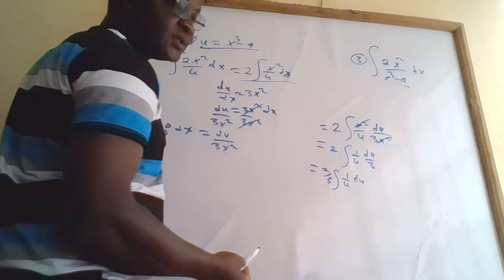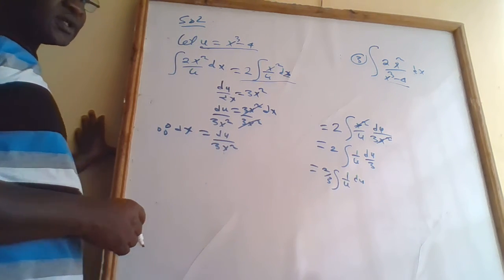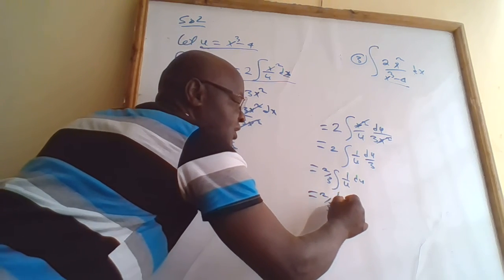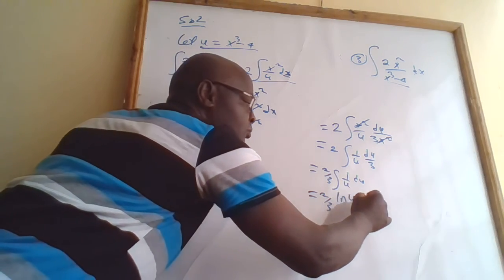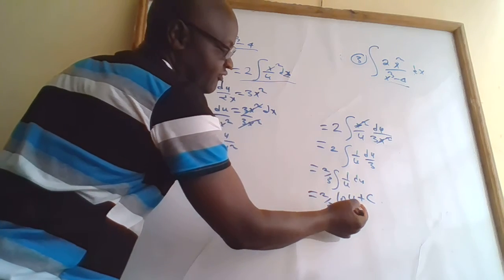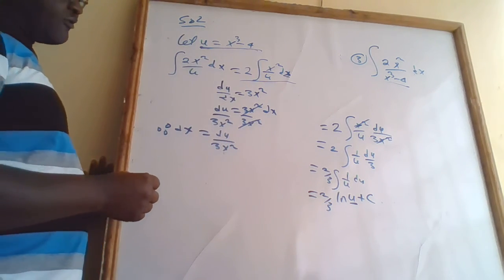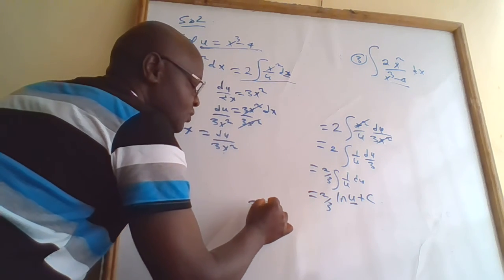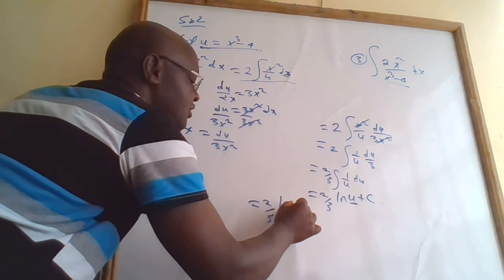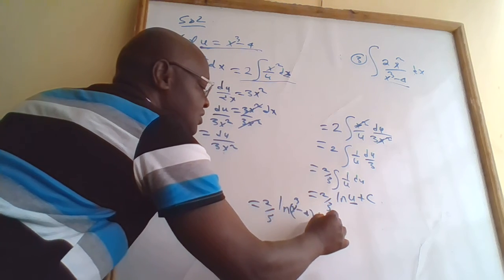So when you integrate 1 all over u, you get the natural logarithm, which is ln of u. So this equals 2 all over 3 ln of u plus a constant of integration. So we substitute the value of u by x cubed minus 4. Therefore, this equals 2 all over 3 ln of x cubed minus 4 plus a constant of integration.